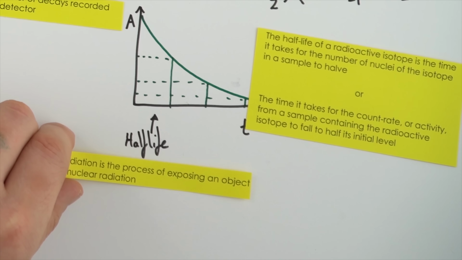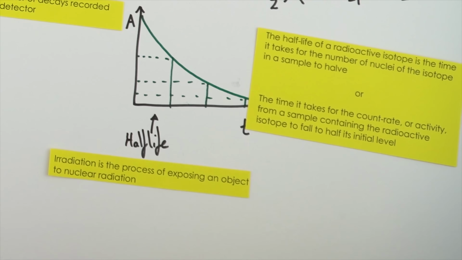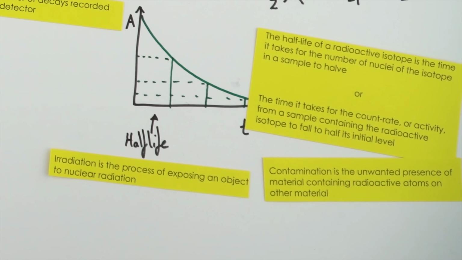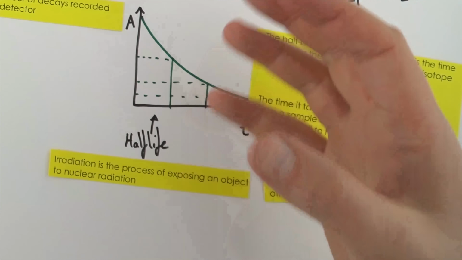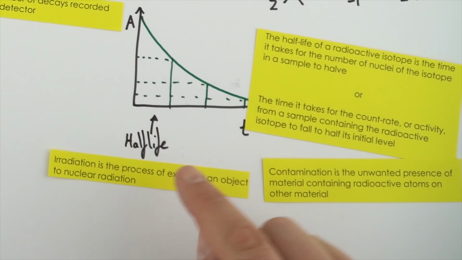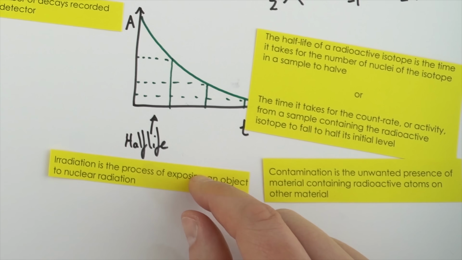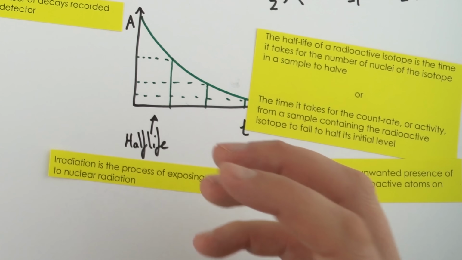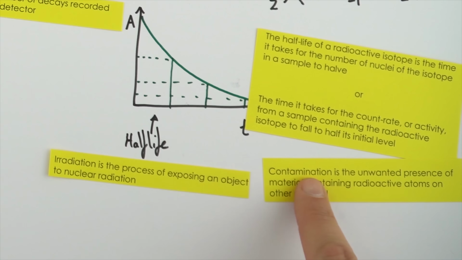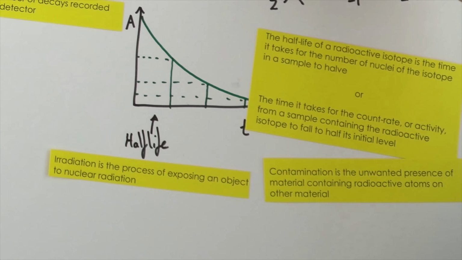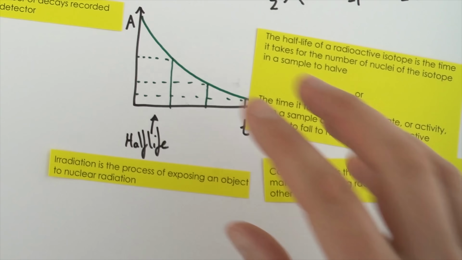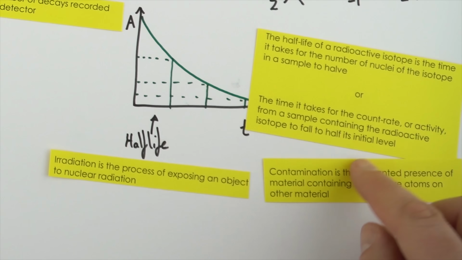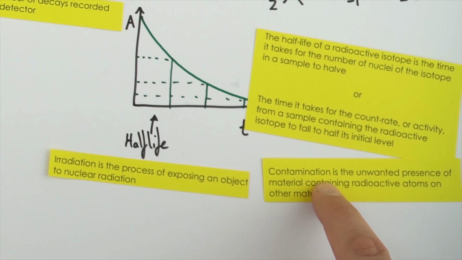And there are two further things we can think about, which are irradiation and contamination. Now, irradiation is basically you expose something to nuclear radiation, but that doesn't mean that thing then becomes radioactive. We can actually expose food to radiation to kill the nasty germs, but it doesn't make the food radioactive. However, contamination is when you actually get some of these radioactive particles mixed in with whatever the sample might be, and then that thing continues to emit radiation and is contaminated.